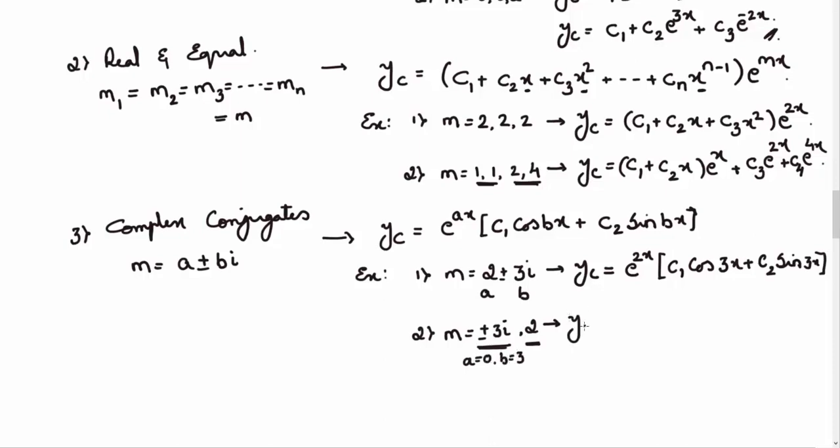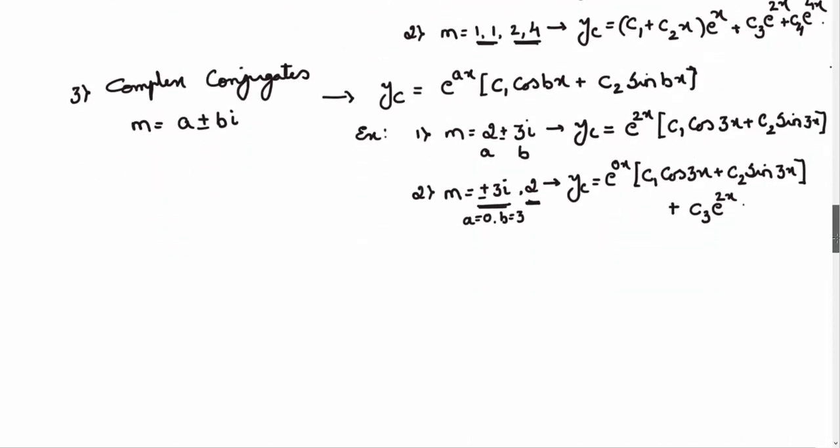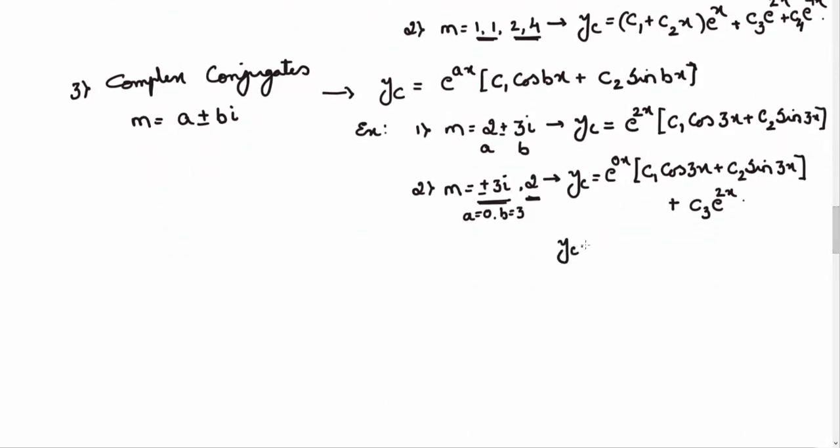So then yc will be e to the power 0x into c1 cos 3x plus c2 sin 3x plus, again this 2 is real, so for 2 we'll be writing it as c3 e to the power 2x. Now if we simplify this, as we know e to the power 0 is 1, so that is c1 cos 3x plus c2 sin 3x plus c3 e to the power 2x. So this will be the value of yc.